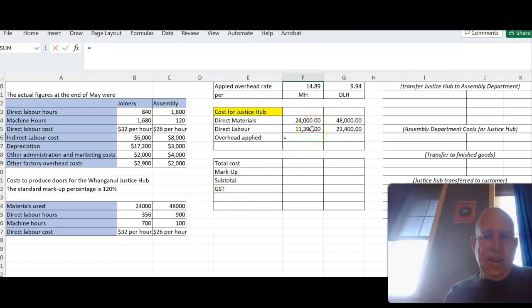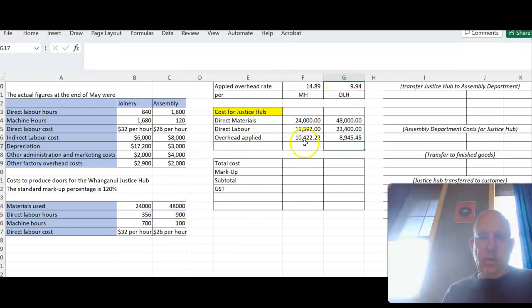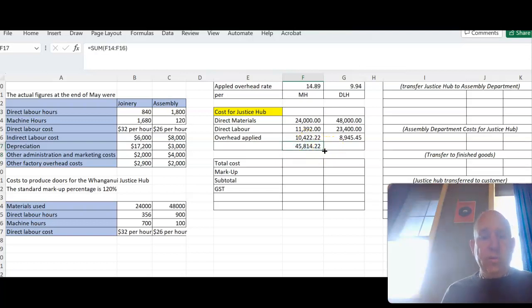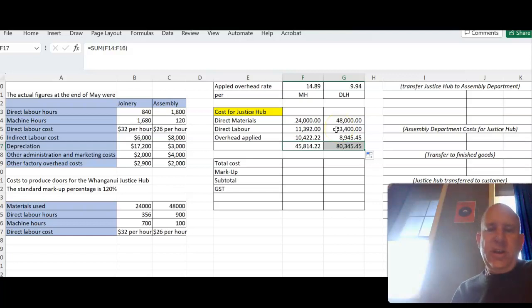The overhead here is equal to the machine hours, because that's our driver. In this case, it's 700 multiplied by 14.89. And the overhead in this department is going to be the direct labour hours in that department multiplied by that 9.94. And so just auto sum those two. So in order to do the doors, it actually costs us 45,000 in the joinery department and 80,000 in the assembly department to make those doors for the Justice Hub.